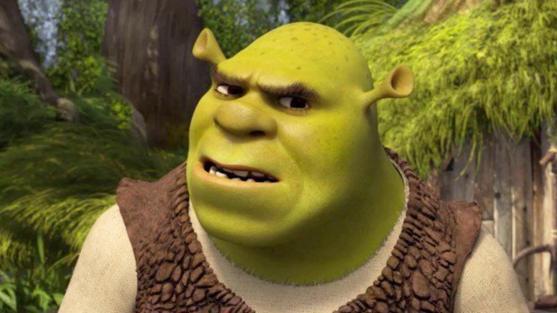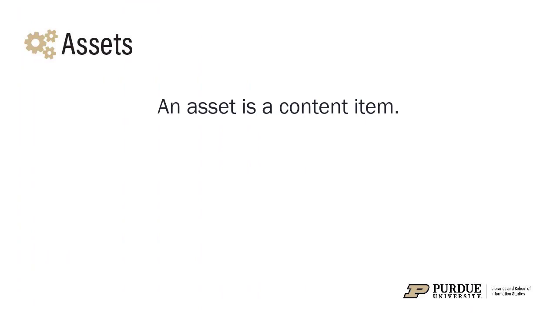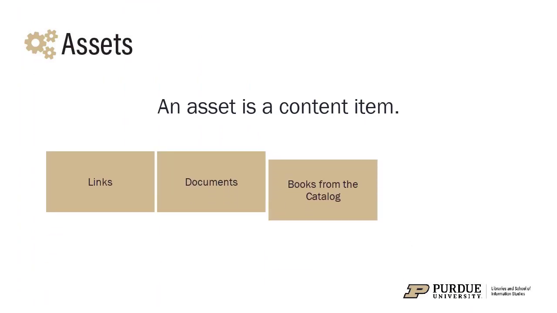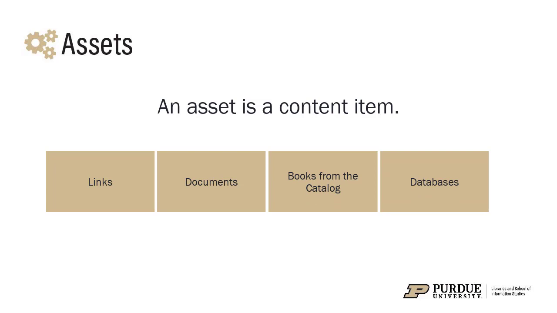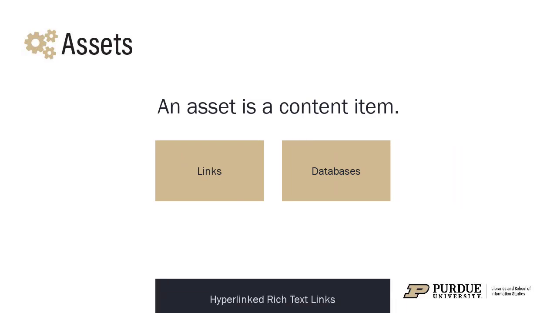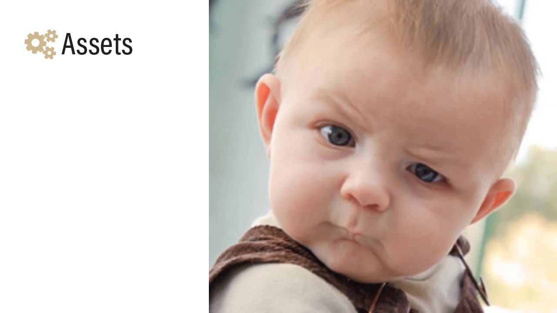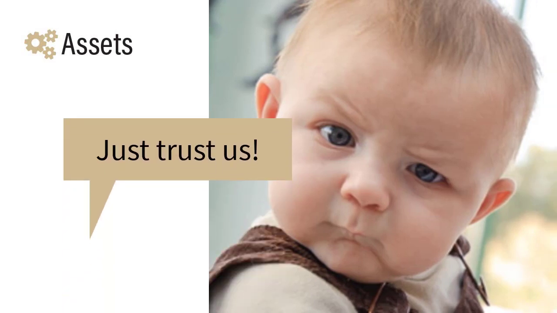Great question. Within the LibGuides system, an asset simply refers to a content item, such as links, documents, books from the catalog, databases, and more. In this video, we're talking about 2 of those asset types, link assets and database assets, and how they differ from hyperlinked rich text links. We know, it sounds a bit confusing, but once you get the hang of it, it's simpler than it sounds.